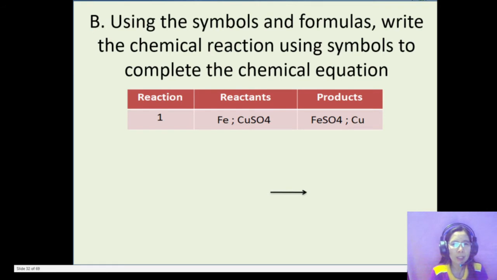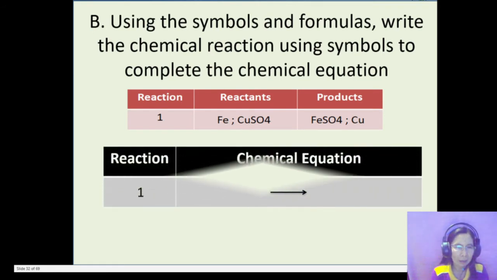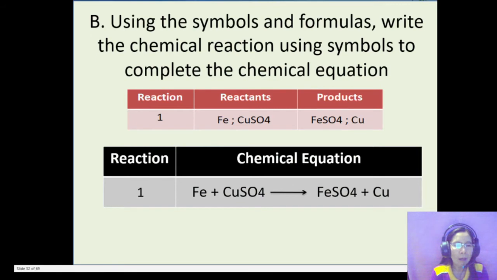Time is up. Let's check your answer. Excellent. You have there Fe or iron plus copper sulfate yields FeSO4 or iron 2 sulfate plus Cu or copper. So, applying the idea on writing chemical equation, we have written the reactants on the left side and the products on the right side, and we separated it by using an arrow.